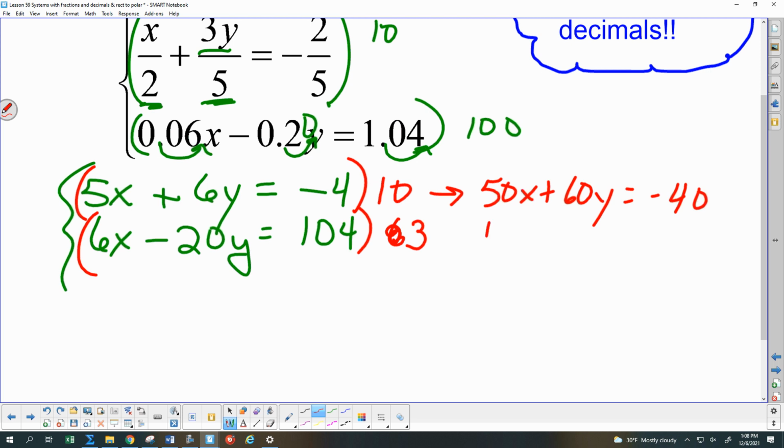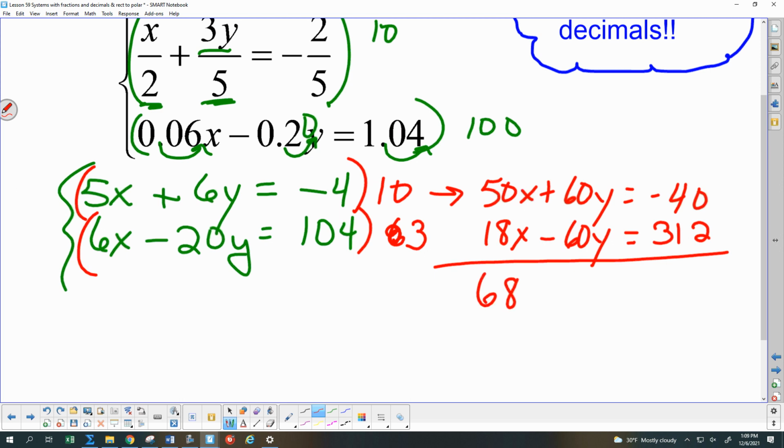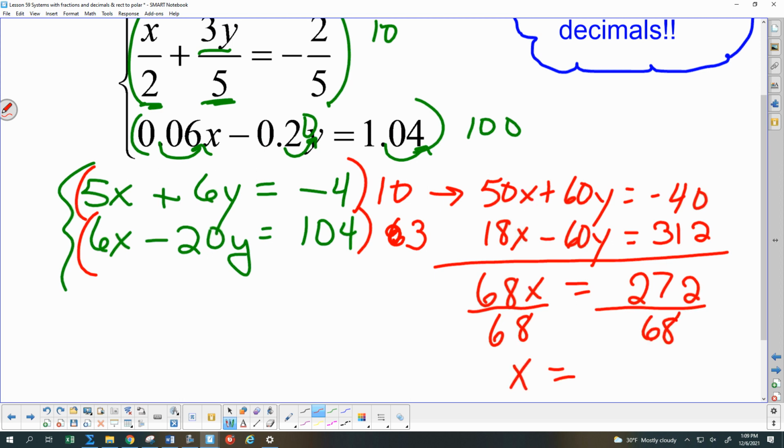And 18x minus 60y is 312. So let's see, 68x, and then the y's canceled. Positive 2 minus 0 is 2, 31 minus 4, 272. And then I need your help. You guys have the calculators. If I divide both sides by 68, what do I get? 4. Others getting 4? Okay, always good to double check each other.